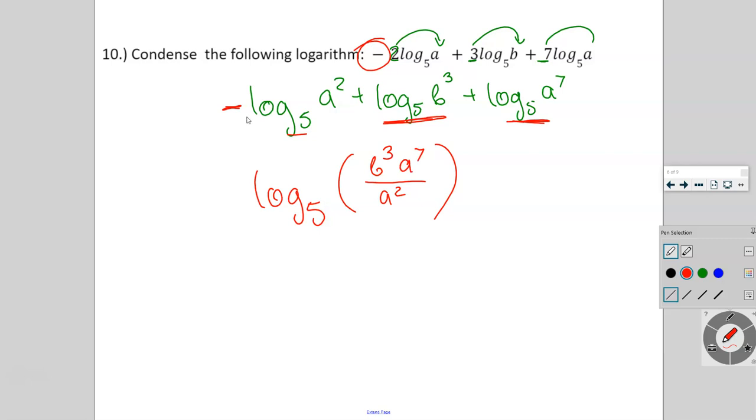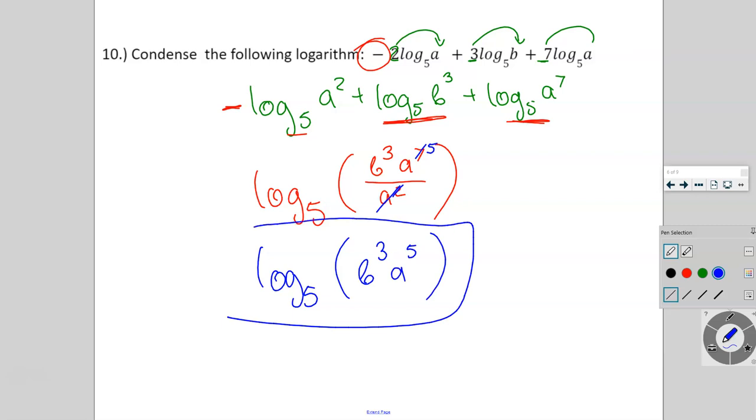Now, am I done here? No, I have to simplify the a's. So again, I get a to the 7th and a to the second power. If I take 2 away, I get 5 left and nothing on the bottom. So I can rewrite this as log base 5 of b cubed times a to the 5th power. And this is my final answer.